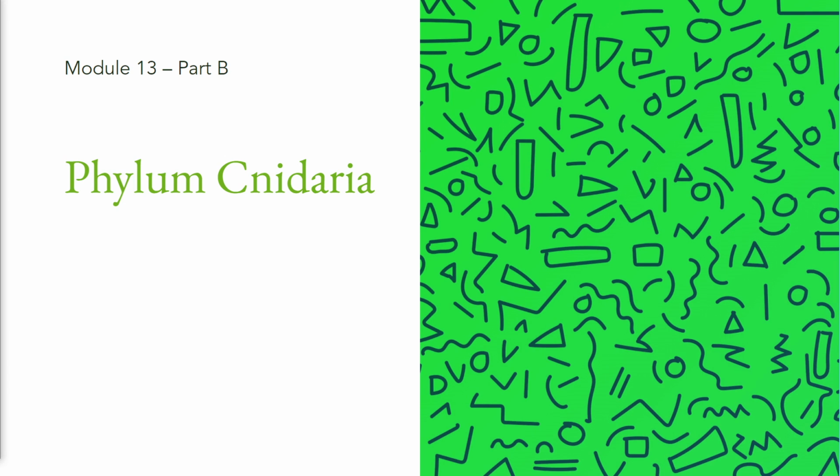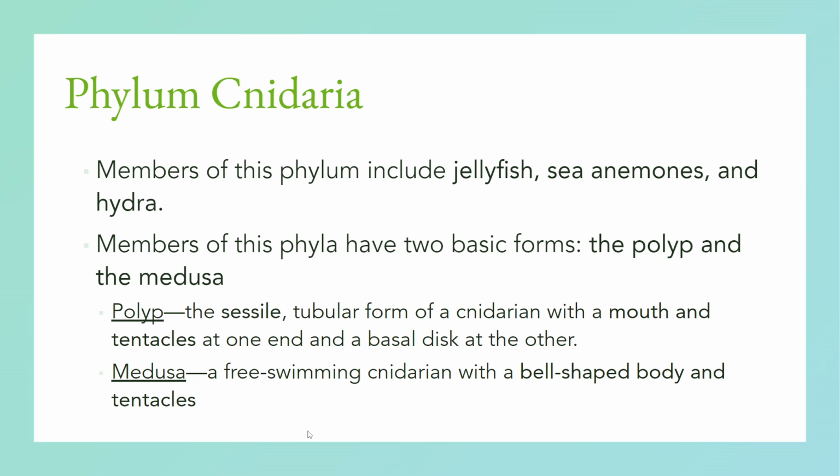Today we're going to look at cnidarians. And cnidarians are essentially going to include jellyfish, sea anemones, hydras. They have two body forms, a polyp and a medusa. The polyp is more stationary or sessile, tends to be tubular. It has tentacles on one end and a basal disc on the other. The medusa is the free swimming form of a cnidarian.